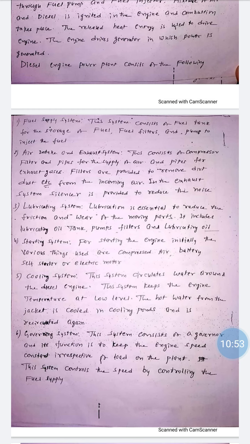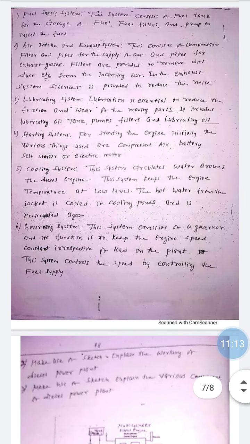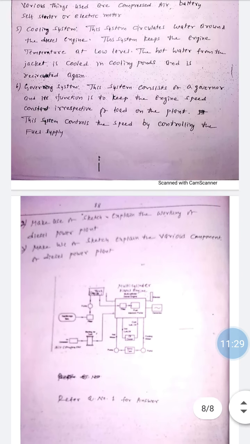Cooling system. This system circulates water around the diesel engine. This system keeps the engine temperature at low levels. The hot water from the jacket is cooled in cooling ponds and is reused again. Governing system. This system consists of a governor and its function is to keep the engine speed constant irrespective of load on the plant. This system controls the speed by controlling the fuel supply.